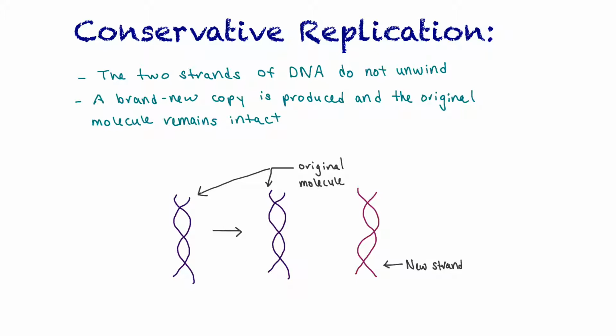So if you look at this diagram, you see your original molecule, and then over time you end up with two molecules. One of them identical to the original, so it's outlined here in purple, and then one completely new strand. The way I like to look at it is as if you took a photocopy of the original molecule. So you didn't alter the original at all, and you ended up with a complete copy.